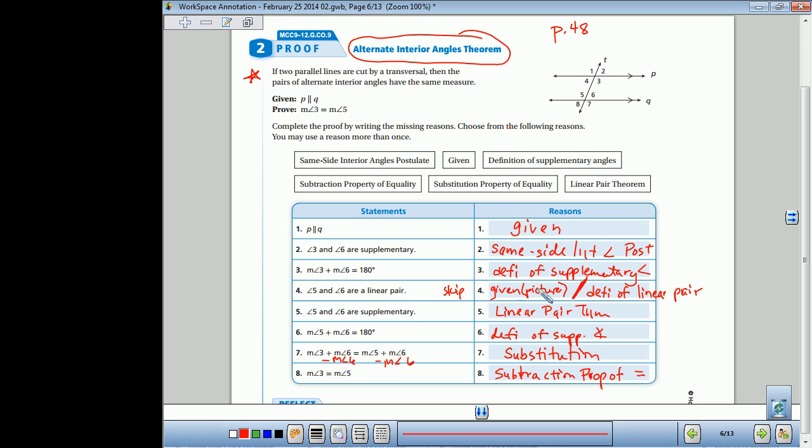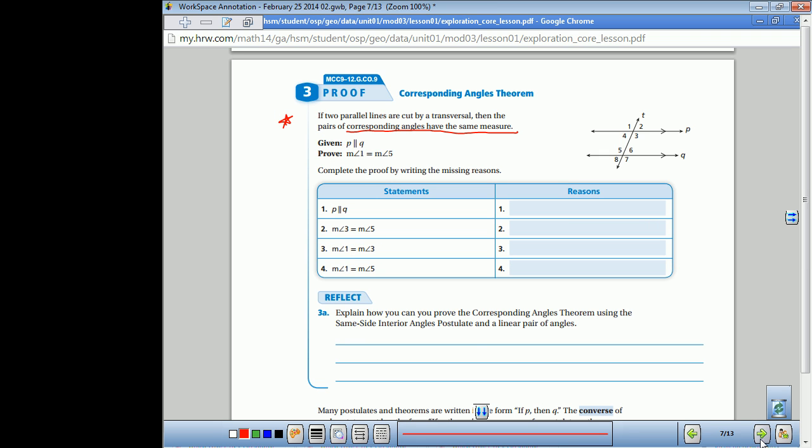So this is what the book had. It said use given again. I'm not real keen on that. I think it would be much better to use definition of linear pair, which was not a choice. That's why I used given. Make sense? All right. Let's look at another.